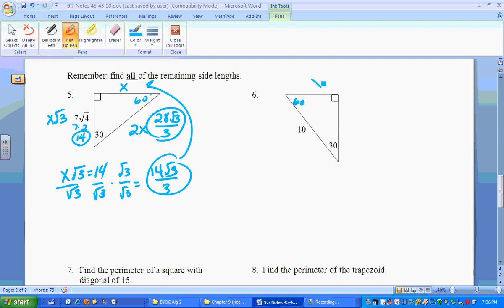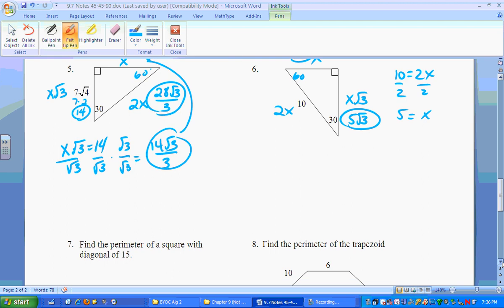Once again, another 30, 60, 90. So you've got x, x root 3, 2x. So we're going to set 10 equal to 2x, divided by 2. X ends up equaling 5. So this side is 5. Substitute in over here, 5 root 3, and we're done.